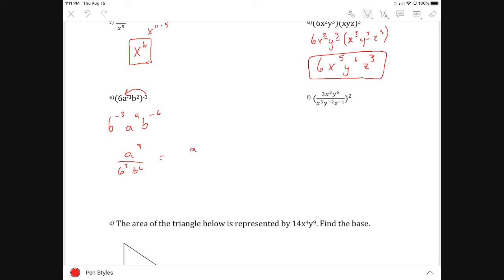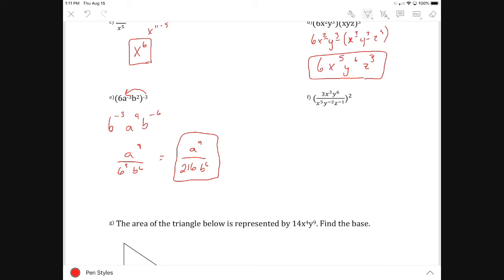So we're going to get a to the ninth over 6 to the third, which is going to be 216, b to the sixth. This is going to give us our full equation and make it super simple. So all we did was drop those negatives to the denominator to make them positive so we could have a simplified problem.